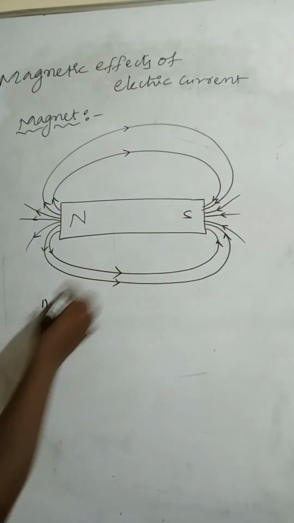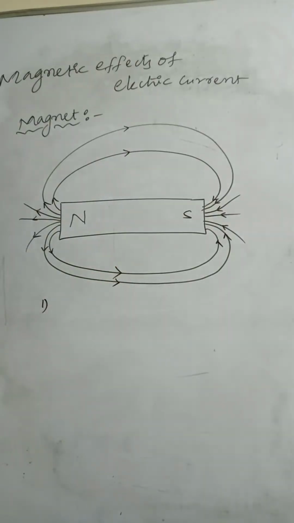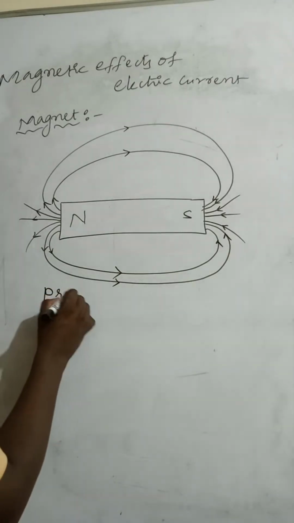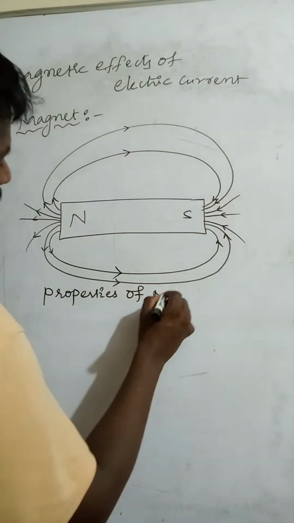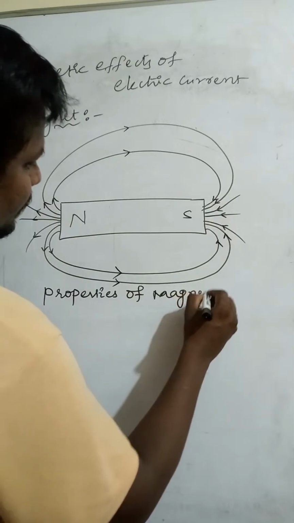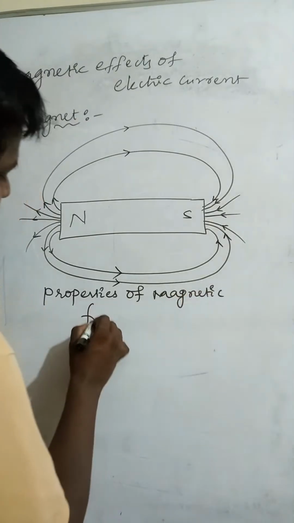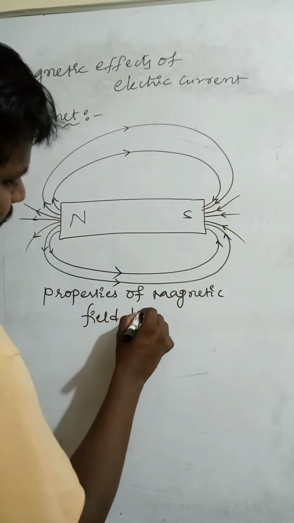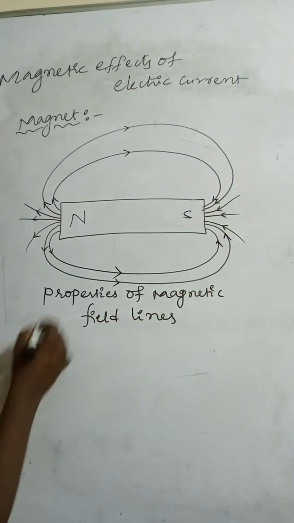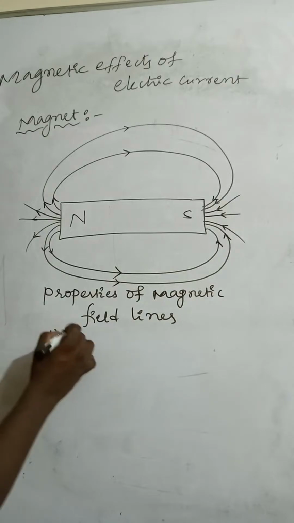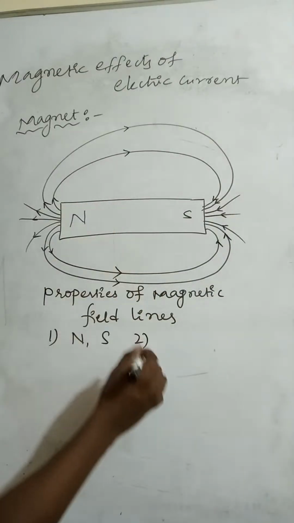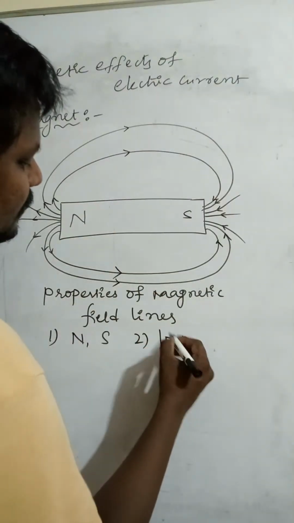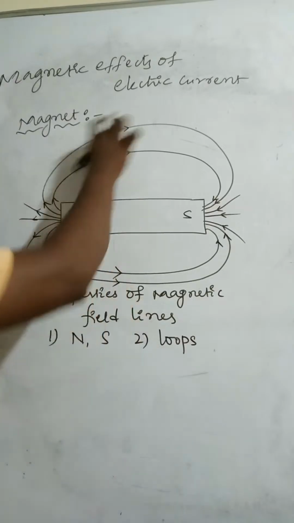Now the properties of the field lines. What are the properties of magnetic field lines? We'll discuss the properties of magnetic field lines. First point: magnetic field lines start from north and reach south. Second point: these are all closed loops.